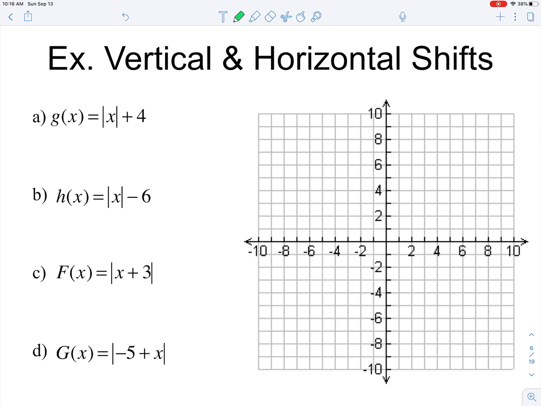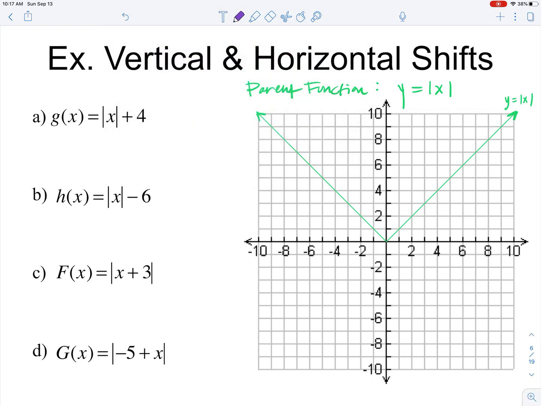Now notice that for these 4 equations, they all have the same parent function. And the parent function here would be the absolute value of x. Y equals the absolute value of x. So let's go ahead and graph the absolute value of x. Okay, so that would be our parent function.